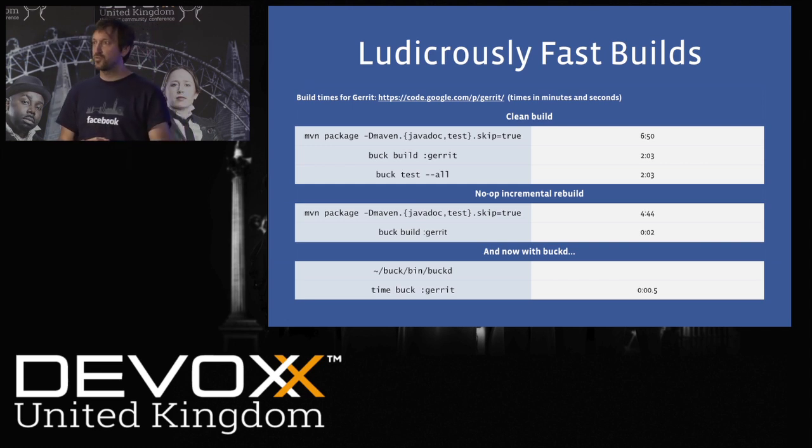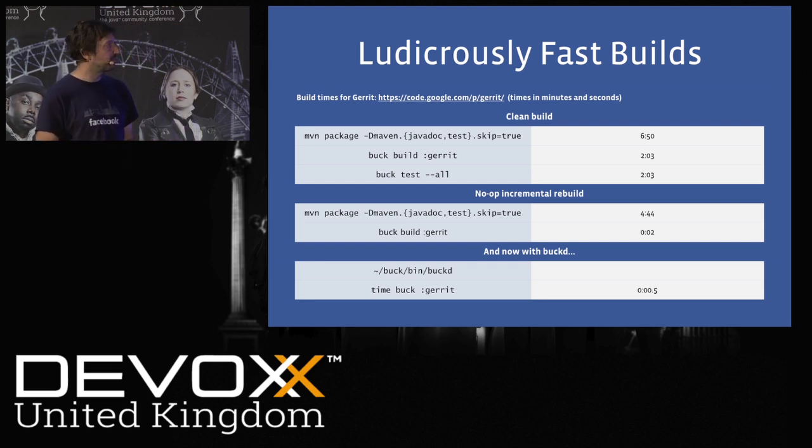Gerrit is an open source project. You can download the code yourself from Google Code. These are some comparisons. They made the jump from Maven to Buck. The build times that they had for Maven package, so skipping Javadoc and testing, so just building the jar file, took 6 minutes, 50 seconds. When they did the jump to Buck, the build took 2 minutes and 3 seconds. So it was about a third as long.